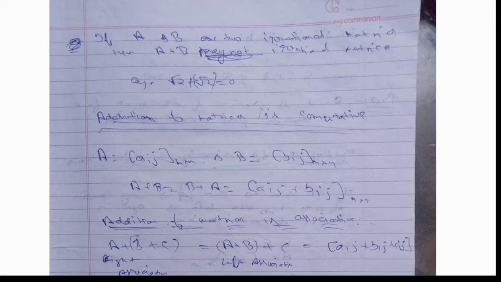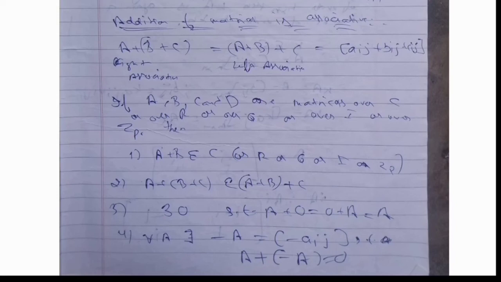Addition of matrices is commutative. A is a matrix of order m cross n whose entries are Aij. B is a matrix of order m cross n whose entries are Bij. A plus B is equal to B plus A, which is a matrix of order m cross n whose entries are Aij plus Bij. Addition of matrices is associative. So you can write A plus B plus C is equal to A plus B plus C, with entries Aij plus Bij plus Cij.